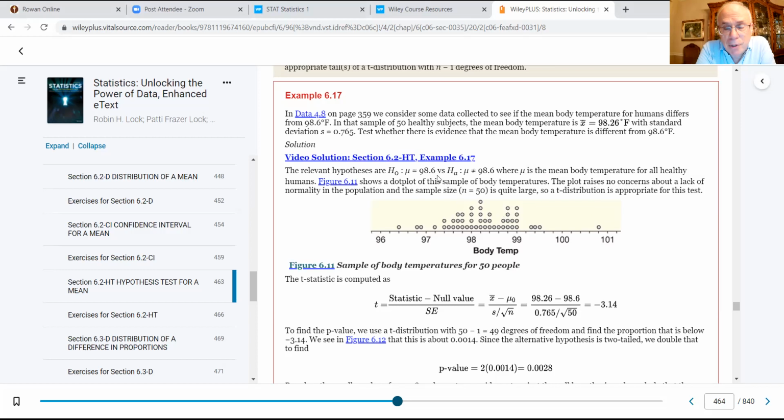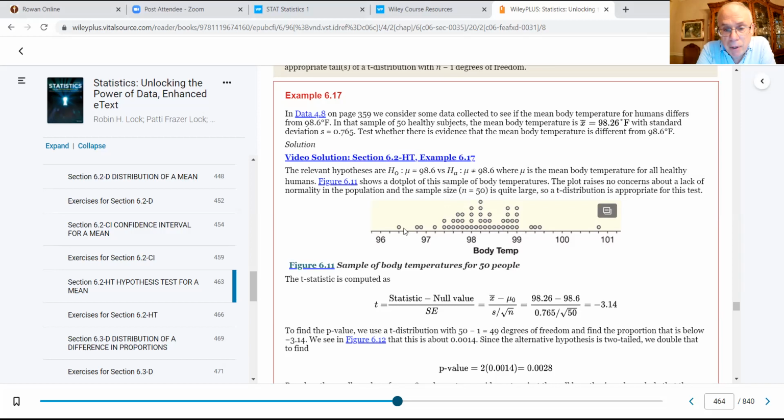So the null hypothesis, that's just what we currently think, is that on average, humans have 98.6 as their core temperature, and then the alternative is that mu is not equal to 98.6. In this particular case, there's a sample of 50 people that were randomly selected from the population, and their core temperatures were measured. Most of them are around 98.6, but there are some on the high side and on the low side.